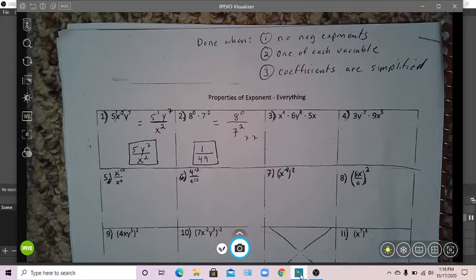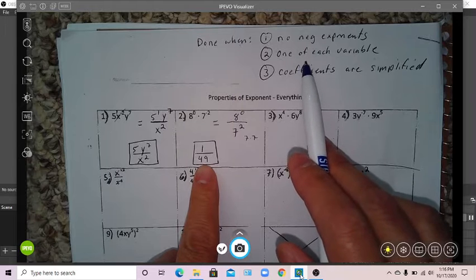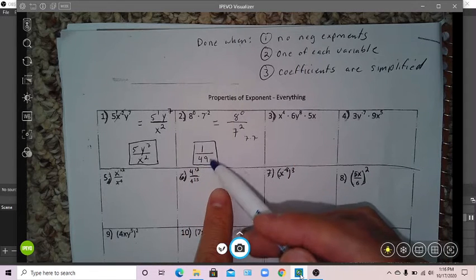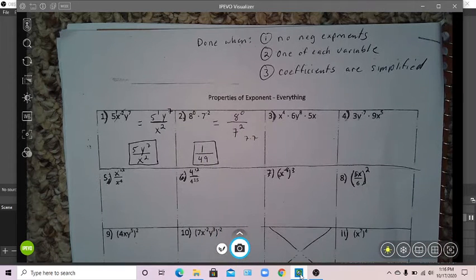Let's double check. No negative exponents. There's only one of each variable. Well, there aren't any variables here. And the coefficients are simplified. 1 over 49, that fraction is already simplified. Let's take a look at another one.